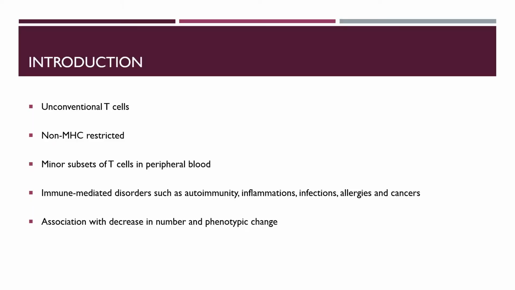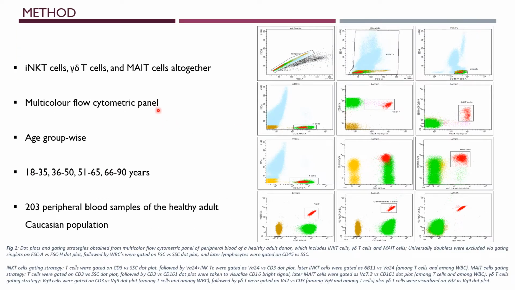Unconventional T cells are non-MHC restricted T cells, and they have been found as a minor subset of the T cells in peripheral blood. They have been associated with immune-mediated disorders such as autoimmunity, inflammation, infection, allergy, and various cancers. Also, their association is not only a decrease in number, and their phenotypic changes have been associated with various other immune-mediated disorders.